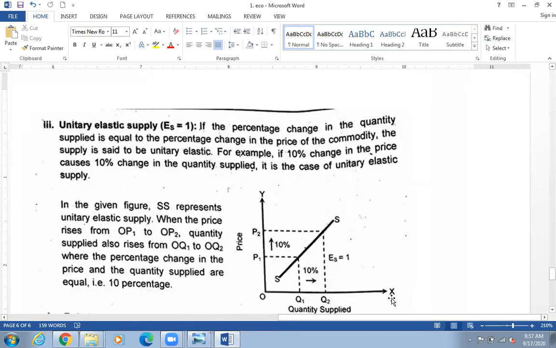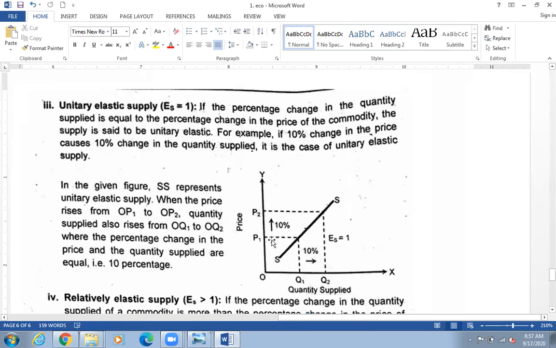Unitary means when the price changes by 10%, the supply also increases by exactly 10%. If the price rises by 10% and supply also increases by 10%, that is called unitary elasticity of supply.